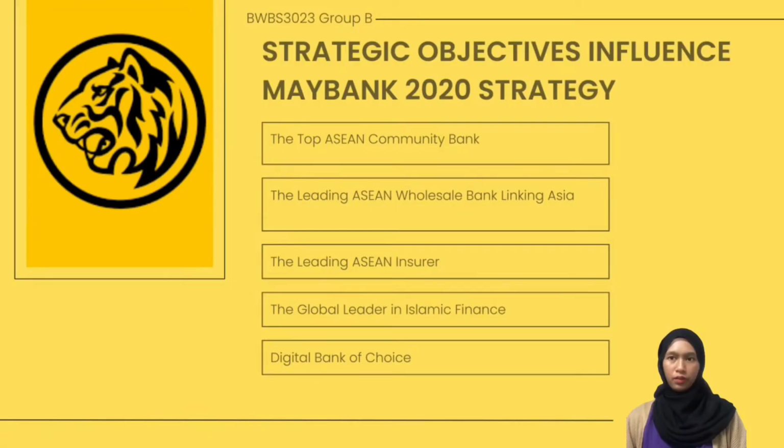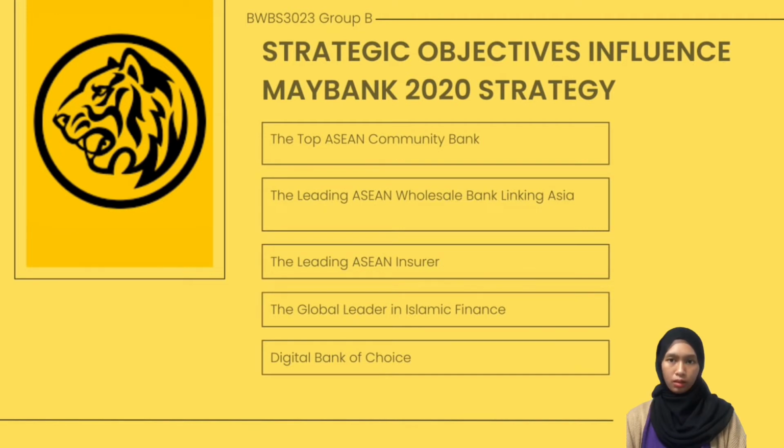Thank you. Influence Maybank 2020 strategy is the top Asian community bank. Maybank intends to be a major commercial financial services provider in Asia. Maybank has recently reached its goal of being among the top 4 largest banks in Southeast Asia, based on the website of top 10 largest banks in Southeast Asia in 2021.